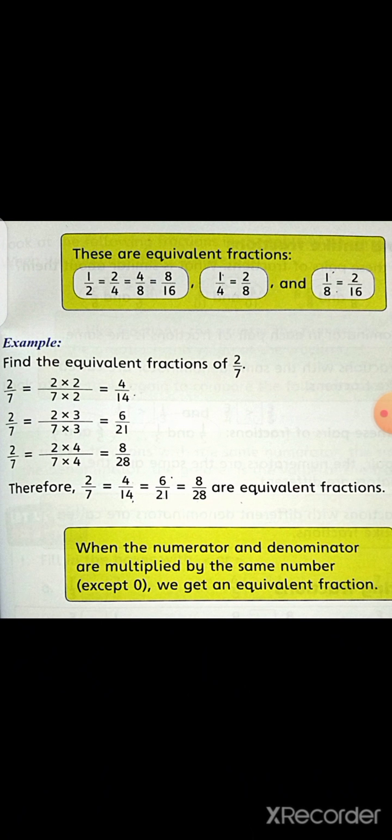When the numerators and denominators are multiplied by the same number except 0, because when you multiply any number by 0, you will get 0. For example, 2 over 7, 2 multiplied by 0, 7 multiplied by 0, you will get 0. 0 means no fraction. So that's why when the numerator and the denominator are multiplied by the same number, we get an equivalent fraction.